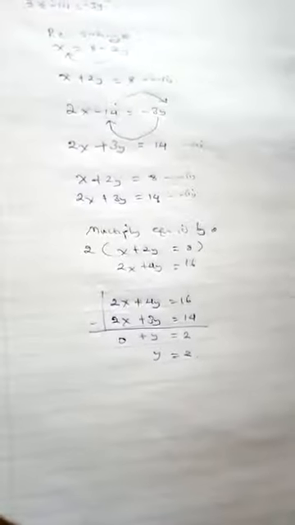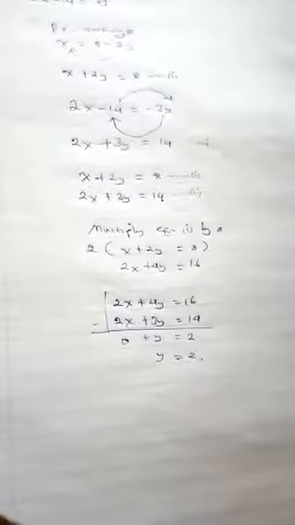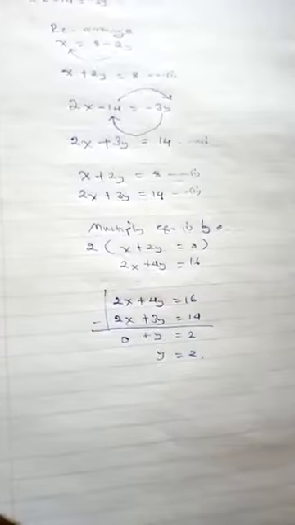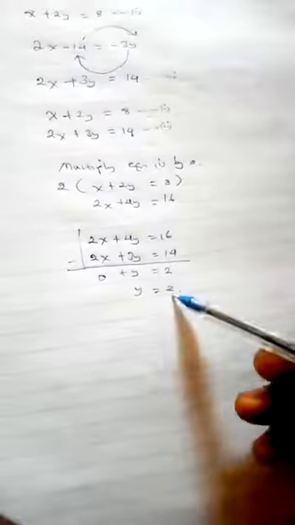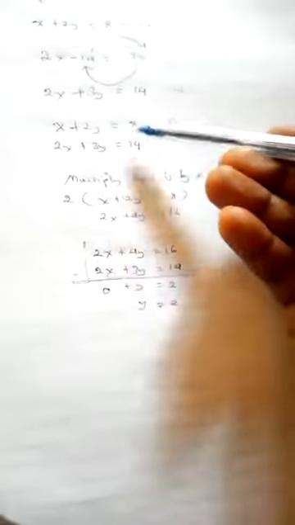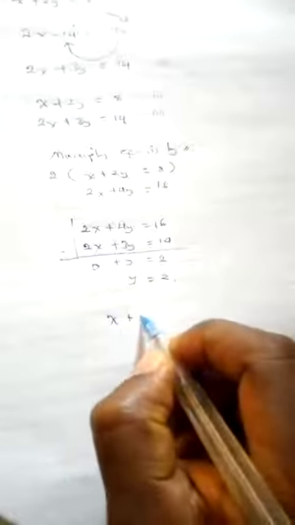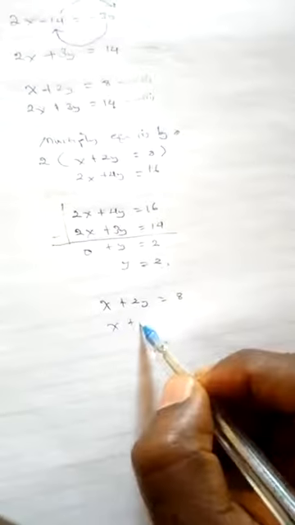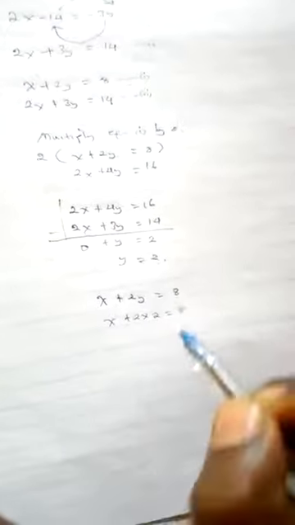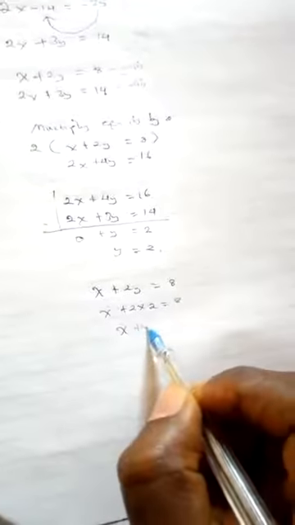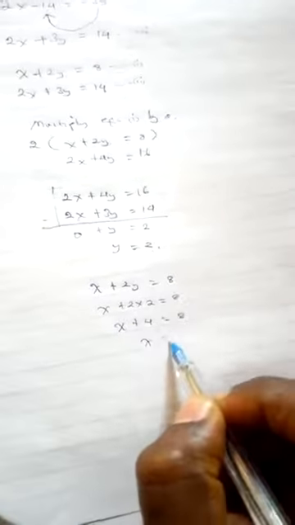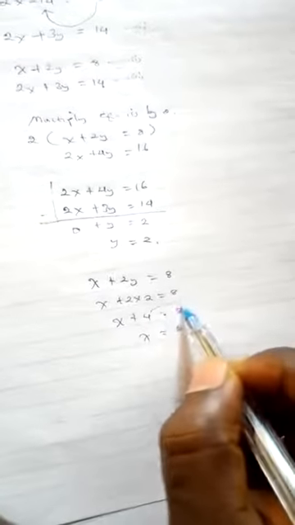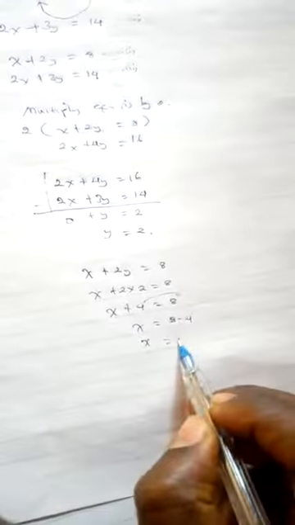So it is the same number like we did in the previous, but I just wanted to show you what if the numbers have been mixed up. What do you do? You rearrange and then you come up with an answer. So this 2, you substitute it in any of the equations. So we have x plus 2y is equal to 8. This 2 is put here: x plus 2 times 2 is equal to 8. X plus 4 is equal to 8. X is equal to 8 minus 4. Bring this one this side. So x is equal to 4.